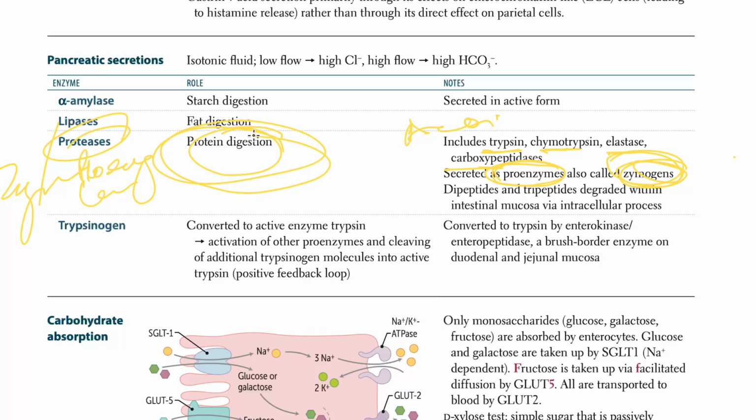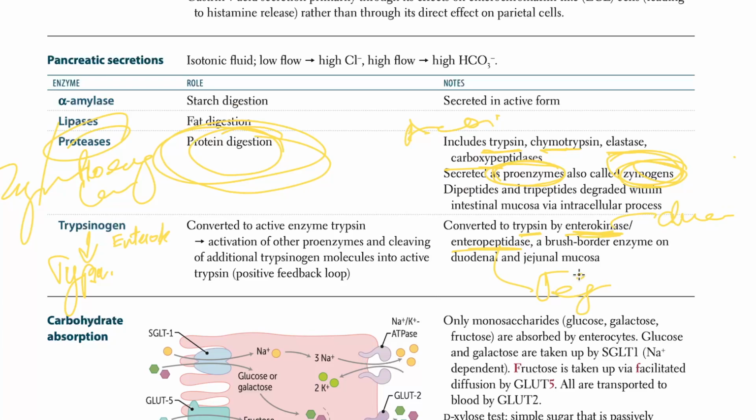So now they have mentioned one of them, which is called trypsinogen. Trypsinogen gets converted into trypsin by the activity of your enterokinases. They have mentioned it there. So trypsinogen is converted to trypsin by enterokinase and enteropeptidase. So where is enterokinase? That is in your duodenum. And where is enteropeptidase? That is in your jejunum.